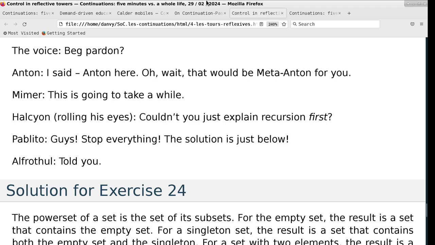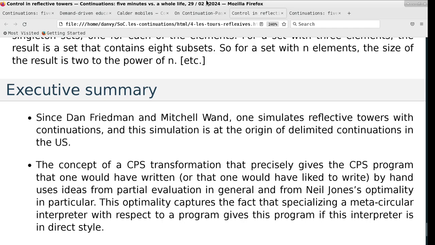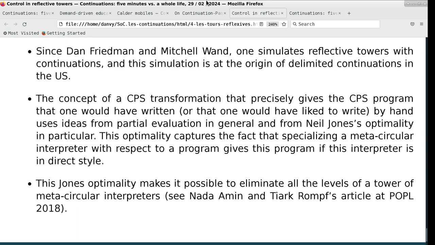Told you. Alright, and the solution is blah blah blah. Okay? So the executive summary is, well, Dan Friedman and Mitch Wand, US computer scientists, were simulating reflective towers. And that simulation is at the origin of the continuations.